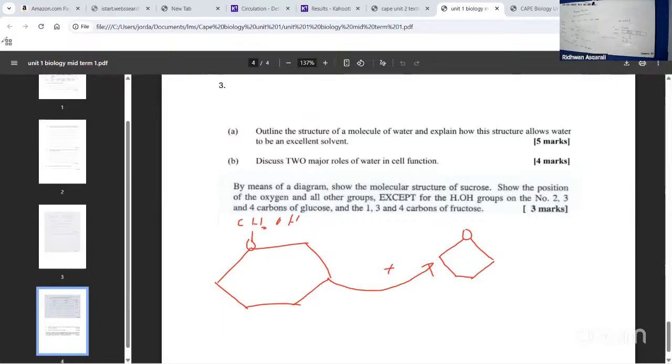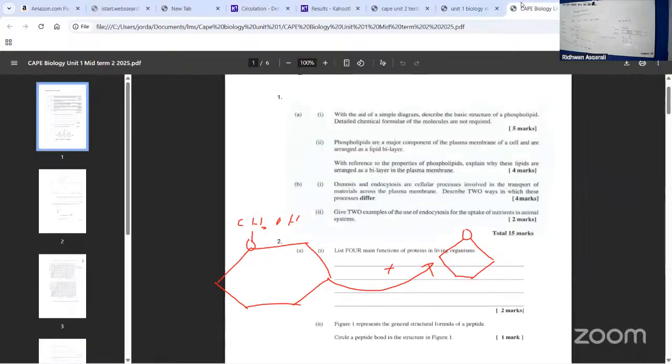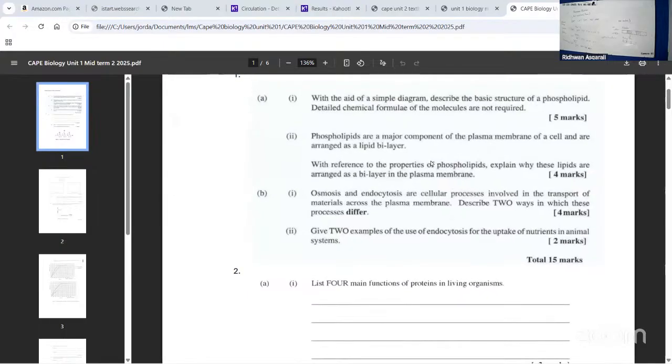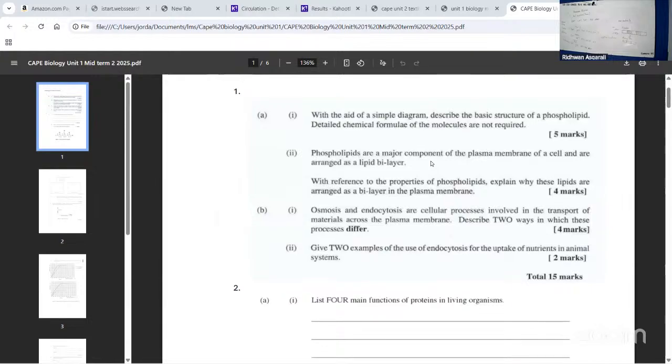Wait, we're not done yet. Nearly. No, we have a next one. This is module 1. This is phospholipids. We'll just run through it quick, so at least they'll have an idea what to revise if they don't understand something.